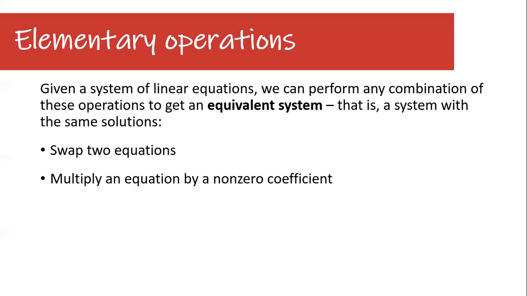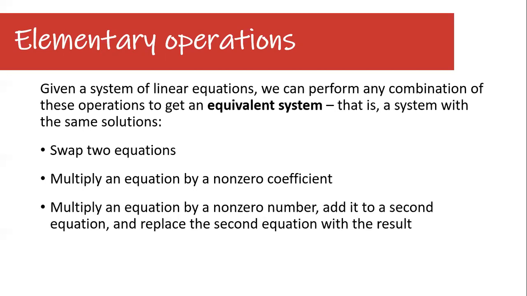We can also multiply an equation by a non-zero coefficient. So that first row we can multiply by 3. As long as we do it to all of the elements in that first row, we're fine. Now here's where it gets kind of tricky until you get a little bit of practice. We can also multiply an equation by a non-zero number like we just saw, and we can add it to another equation, replacing that second equation with the result that we get.